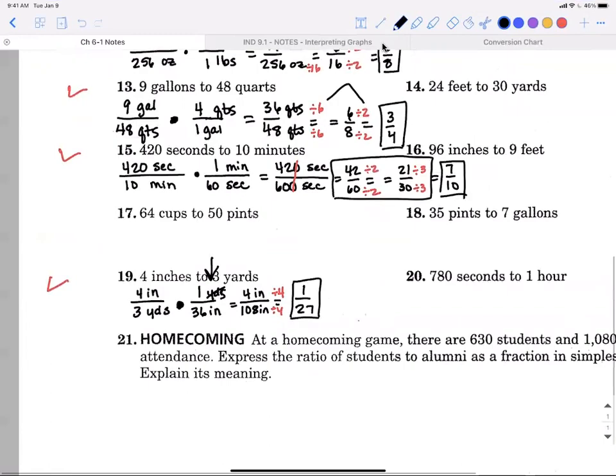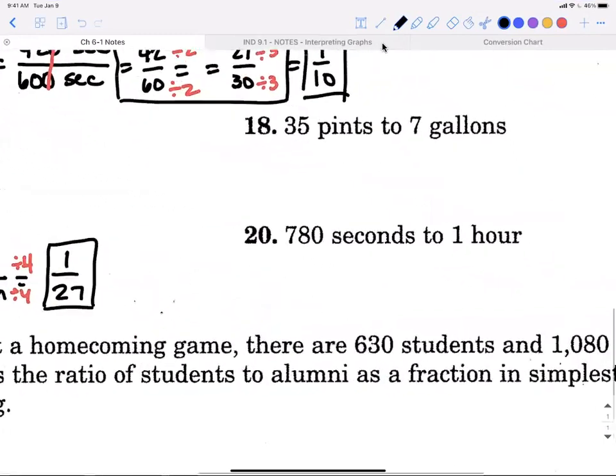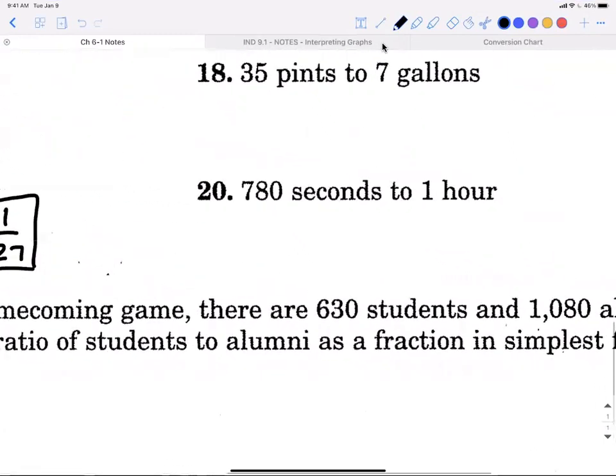All right, are we good? Seconds to hours would be very similar to that whole inches to yards. It goes seconds to minutes to hours, so you have to make two jumps. 60 seconds in a minute, 60 minutes in an hour. So it'd be 60 times 60. A lot of seconds in an hour.